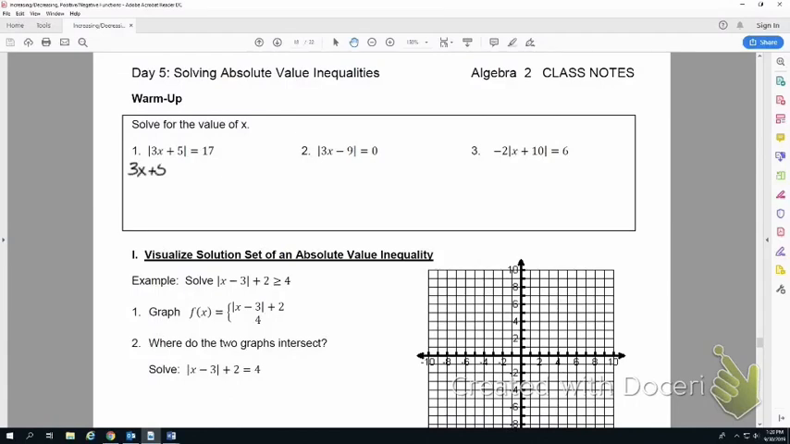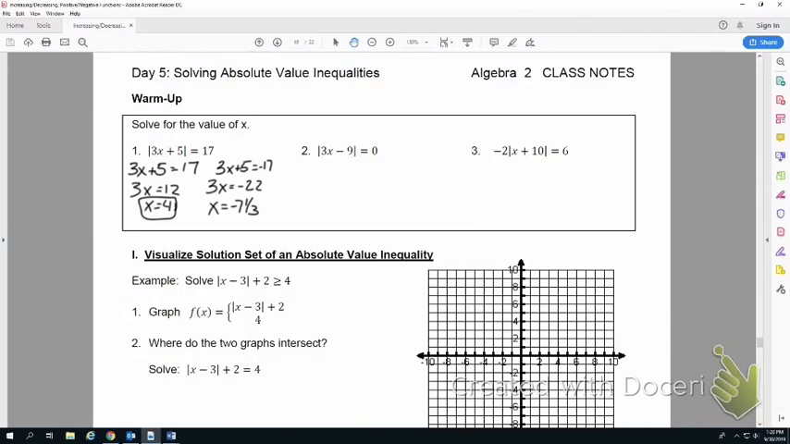So I'm going to set 3x plus 5 equal to 17. I'll subtract 5, divide by 3. Then 3x plus 5 equals negative 17. Subtract 5. X equals negative 7 1/3, or negative 7.33, or negative 22/3. Okay, they're all the same thing.